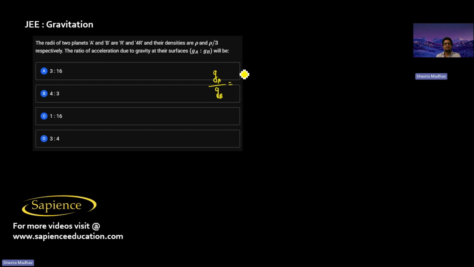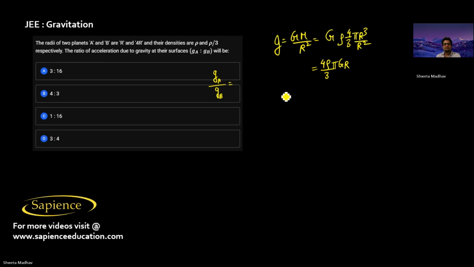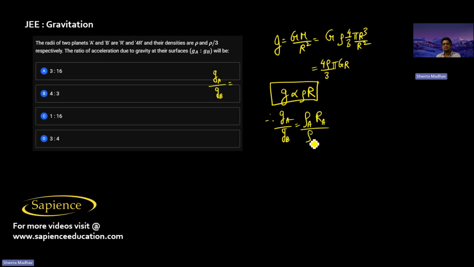g is equal to GM by R square, where M is rho into 4 by 3 pi R cube, divided by R square, which is equal to 4 rho by 3 pi G into R. So g is directly proportional to the density into radius. Therefore, gA by gB will be equal to rho A into RA by rho B into RB.